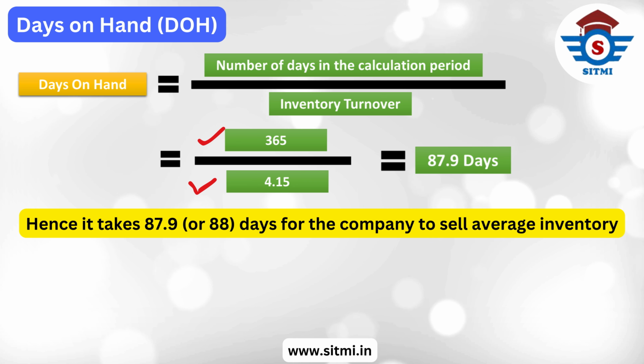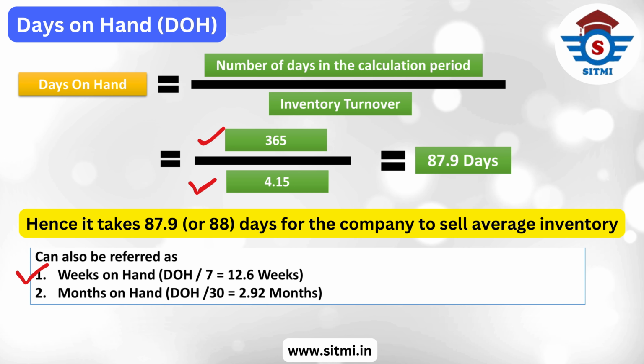So what this actually represents is that it takes 87.9 days, or you can consider 88 days, for the company to sell their average inventory. Now some companies may refer to this as weeks on hand, or they can even refer to this as months on hand. If we have to calculate weeks on hand, then the formula is days on hand divided by 7, because we are converting days into weeks, and that comes to 12.6 weeks. That means the company needs 12.6 weeks to sell their average inventory.